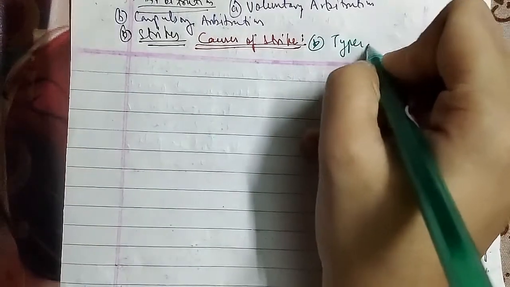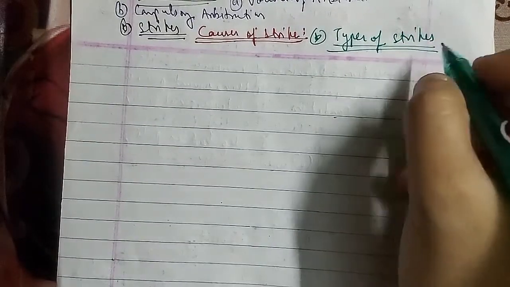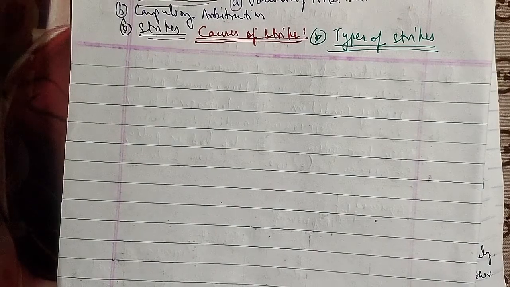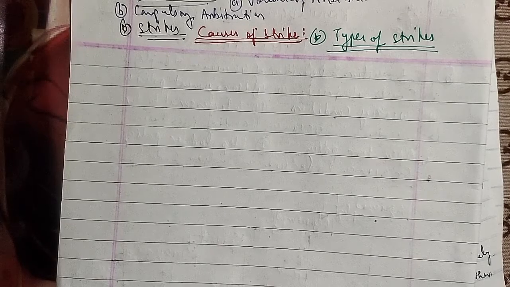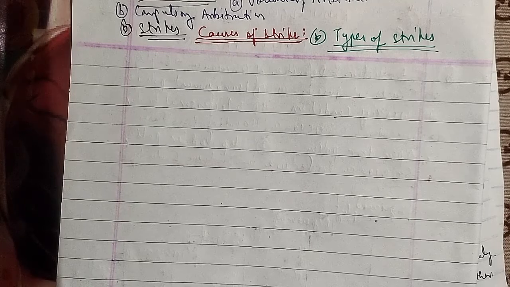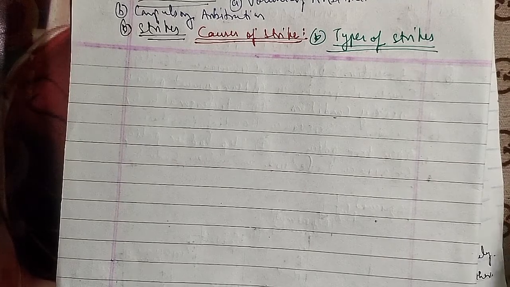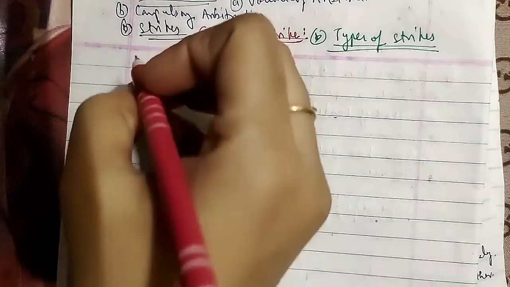Types of strikes. We have discussed the causes of strike, and now we'll go ahead with the discussion about the types of strike. How many types of strikes are there? We'll talk about more than seven types here. The first strike is the economic strike.